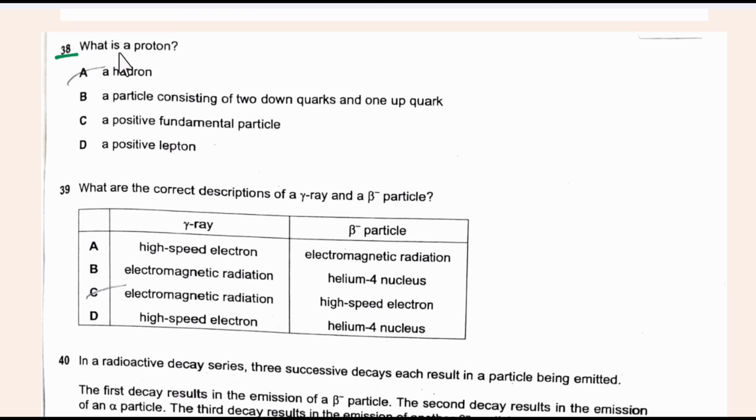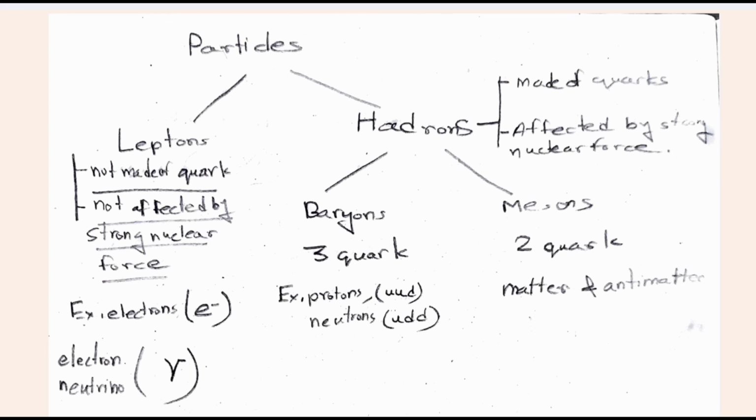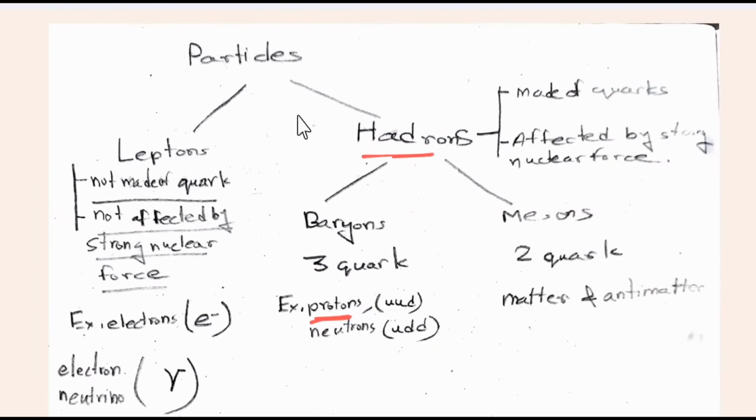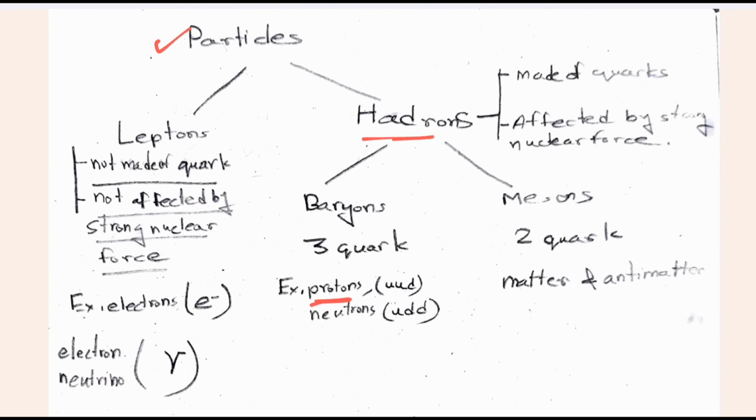Number 38. What is a proton? A proton is a hadron, and this is basically the information. We can see that for the hadron, proton is an example, so proton is a hadron, and you should also remember this information and this information.